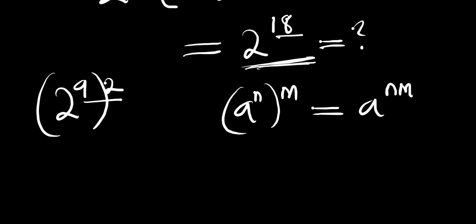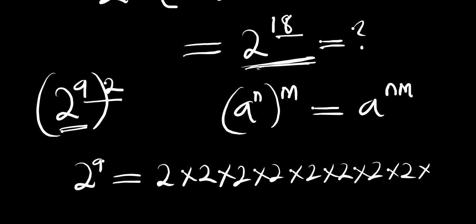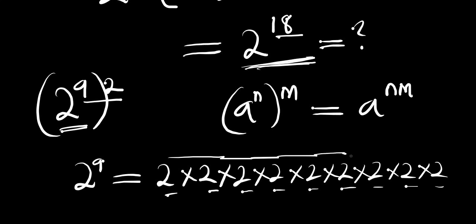Now the next thing we are going to do is, what is the value for 2 to the power of 9? 2 to the power of 9 equals 2 into 9 places. So let's write it out. Let's count 1, 2, 3, 4, 5, 6, 7, 8, 9. So 2 times 2 is 4, 4 times 2 is 8, 8 times 2 is 16, 16 times 2 is 32, 32 times 2 is 64, 64 times 2 is 128, 128 times 2 is 256, 256 times 2, we are going to have 512. So 2 to the power of 9 is 512.